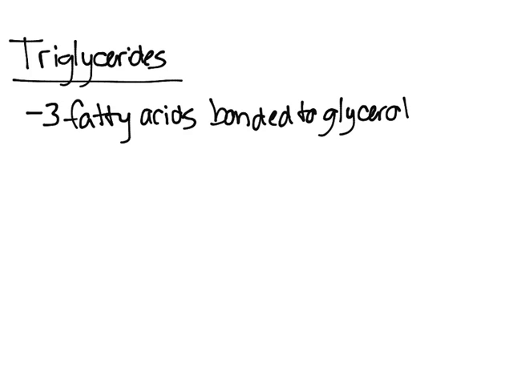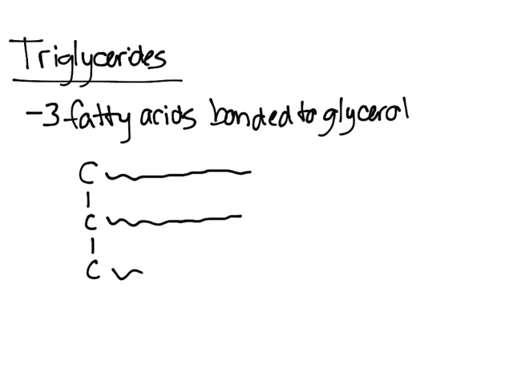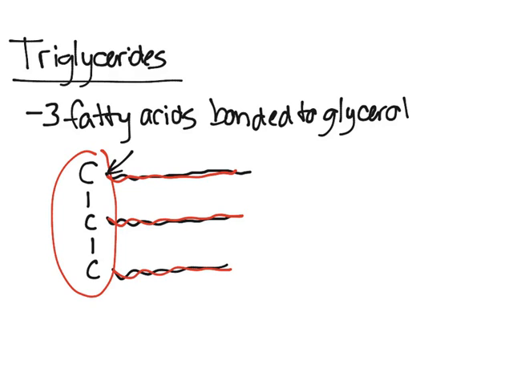And so it kind of looks something like this. So you have 3 carbons. I'm not going to draw in the hydrogens, but then you have tails of fatty acids. We'll just do that in red. So fatty acid tails. And right here, the 3-carbon molecule there is the glycerol. And so remember, these bonds between the glycerol and the fatty acid are formed by dehydration synthesis.